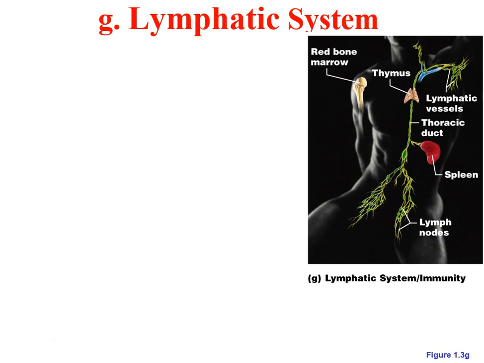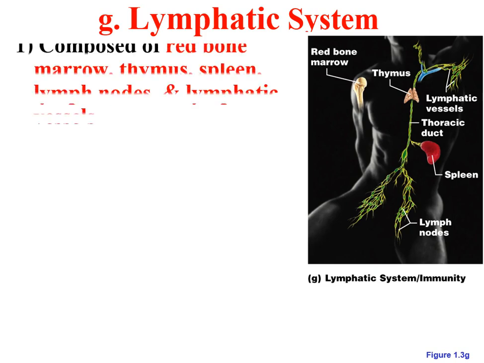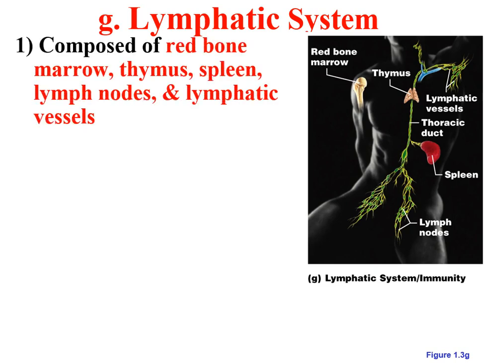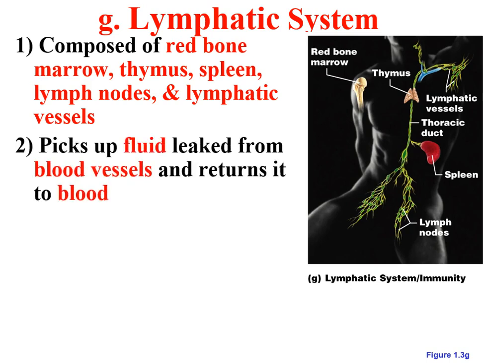So the lymphatic system is made of the bone marrow, where white blood cells, red blood cells, and platelets are made. The thymus gland is where T cells go to mature. Lymphatic vessels are not like blood vessels that go in a circle. They're blind-ended, which means they start and stop. And then the spleen and lymph nodes. So we have red bone marrow, thymus, spleen, lymph nodes, and lymphatic vessels.